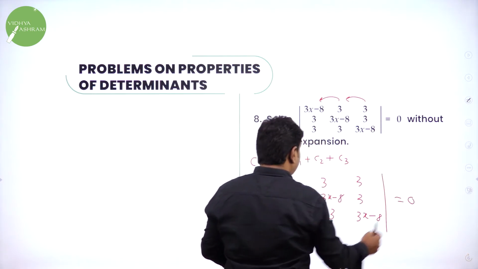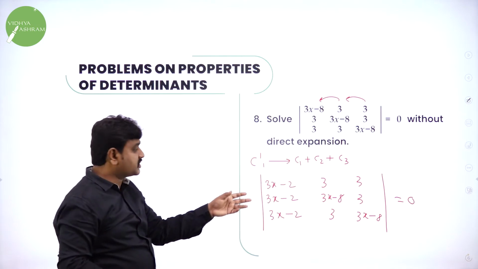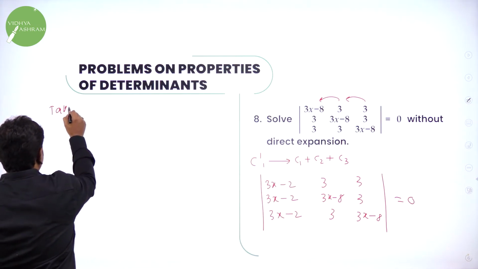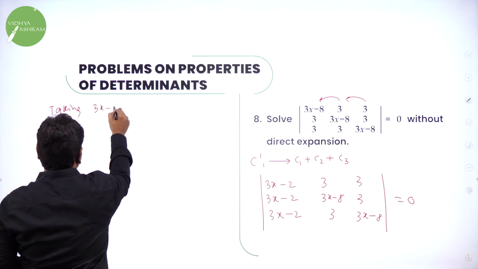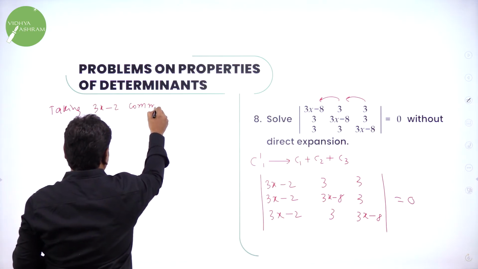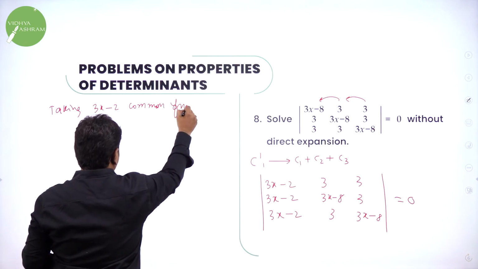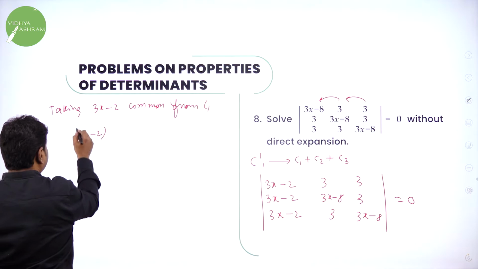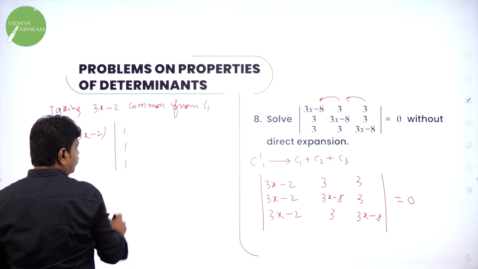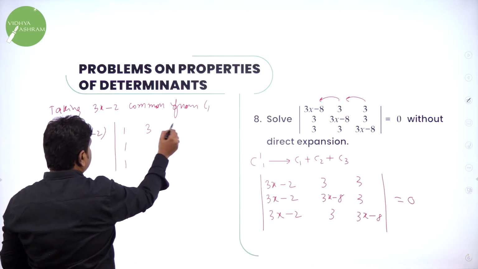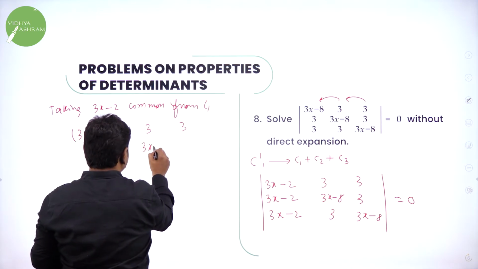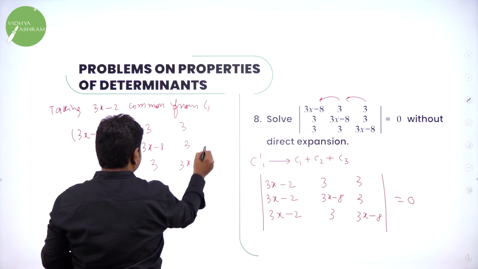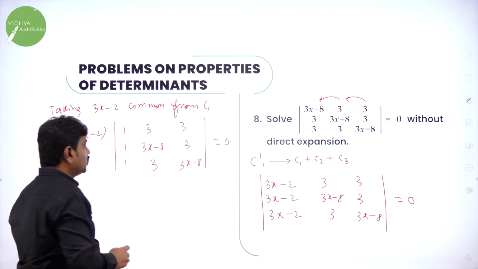Determinant is 0. Now what is common in the first column? In the first column we have 3x minus 2, take it common. Taking 3x minus 2 common from the first column, you will get 3x minus 2 common, 1, 1, 1, then 3, 3, 3x minus 8, 3, 3, 3x minus 8 is equal to what? 0 they give. Now expand this.